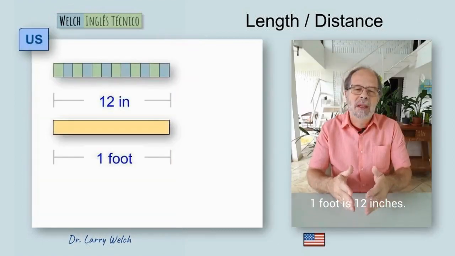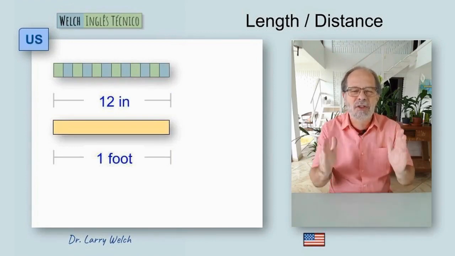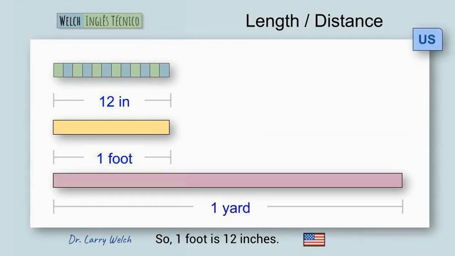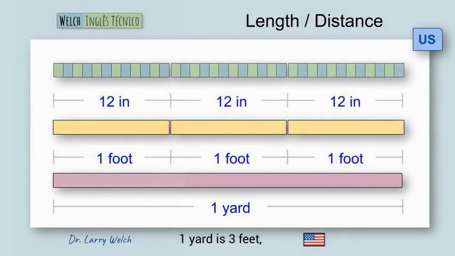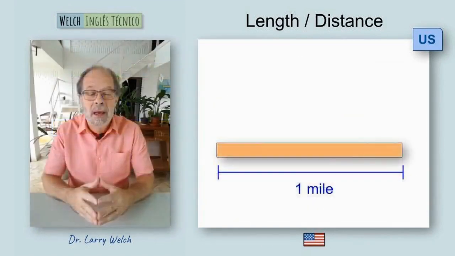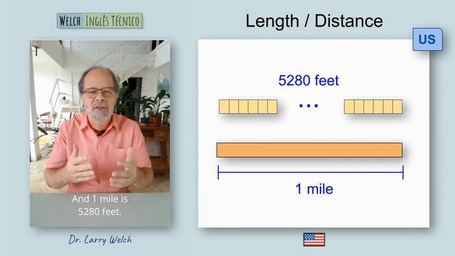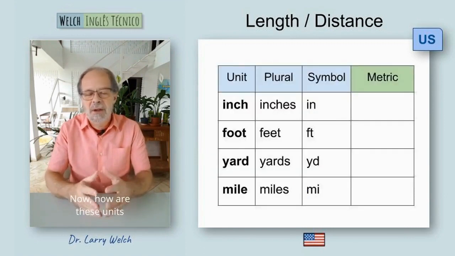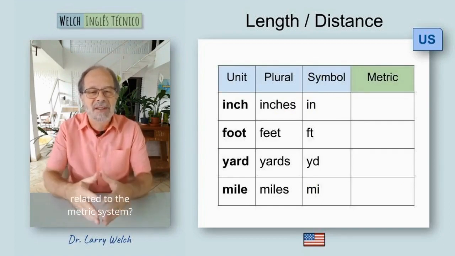1 foot is 12 inches. An inch is about like that. A foot, about like that. So 1 foot is 12 inches. 1 yard is 3 feet, or 3 times 12, 36 inches. And 1 mile is 5,280 feet.